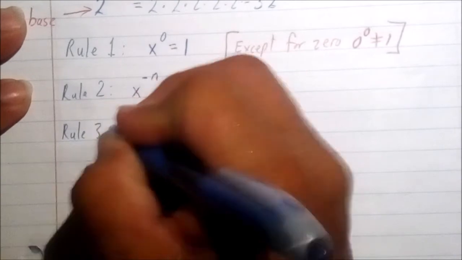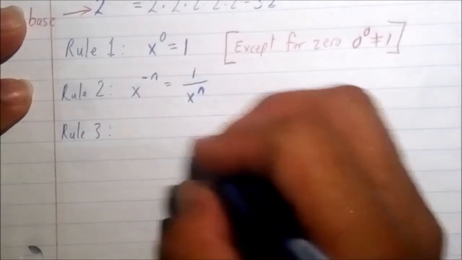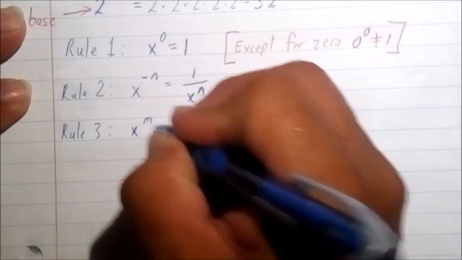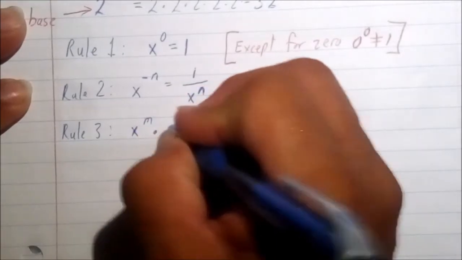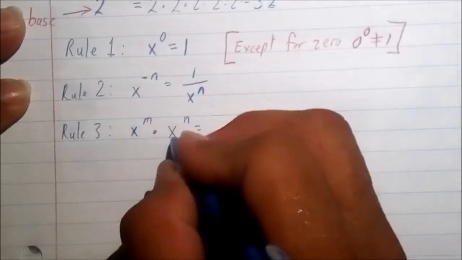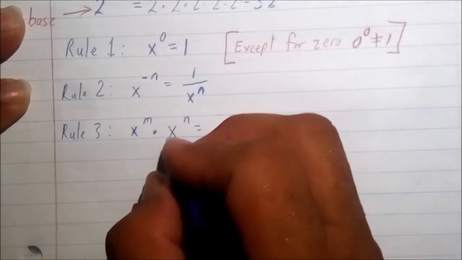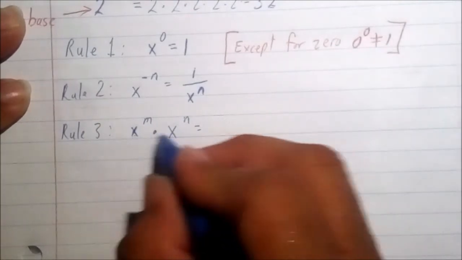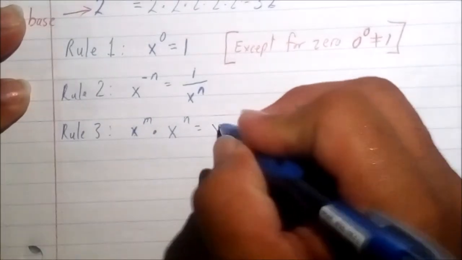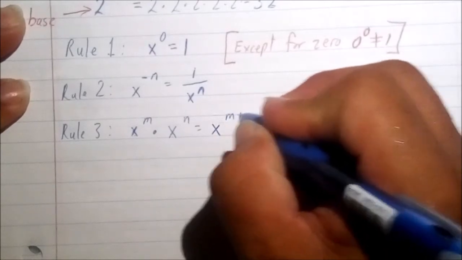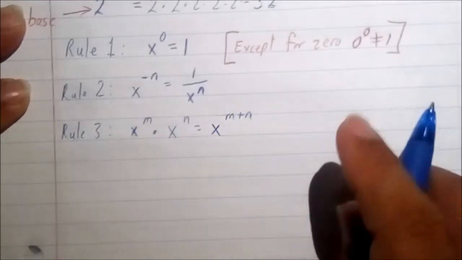This other rule here is a base x to the power of m times x to the power of n. I could have used a here, but I prefer to use x this time, that is okay. Therefore, once both of them are the same base, we keep the base and simply add their indices.